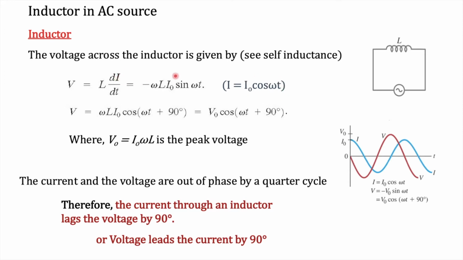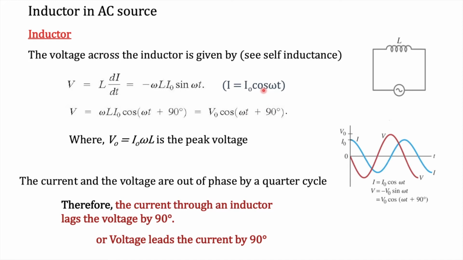You take the derivative, you get this function over here, and you put all the constant terms outside: omega, L, and I naught. These are constant terms, cosine omega t plus 90. So we get that, and we replace omega L I naught by V naught, where V naught is I naught omega L. V naught is again the peak value of the voltage, hence we get V equals V naught cosine omega t plus 90.